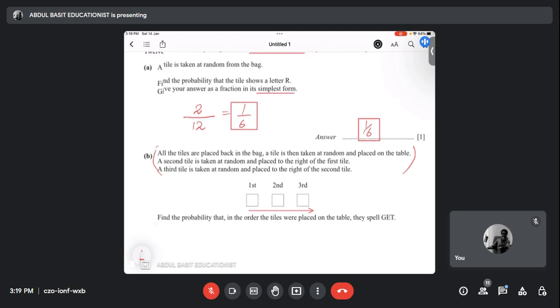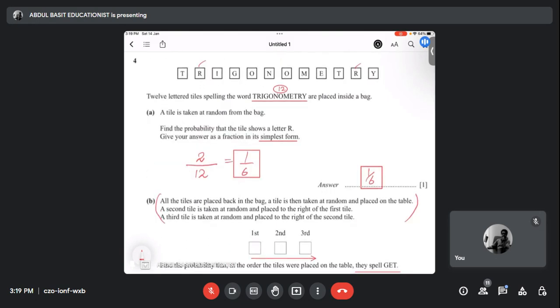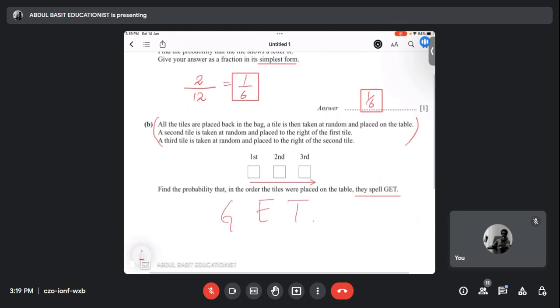Okay, find the probability that in order the tiles were placed on the table and they spelled GET. Okay, Isa, can you hear me? Sir. Okay, pick G. How many G's are there in the word trigonometry? G कितने हैं बेटा? Just 1. So probability of G is what? 1 by 12. Okay, it would be 1 by 12.